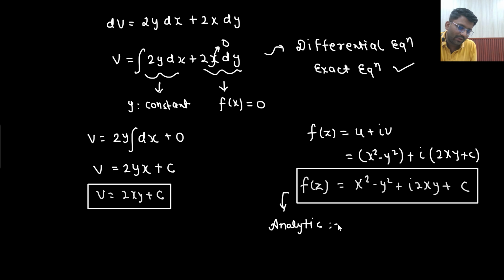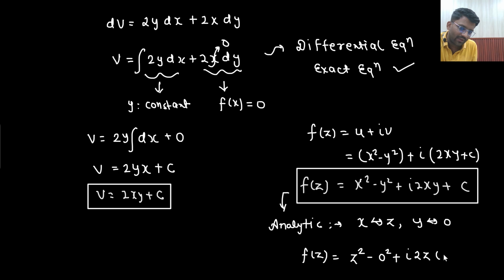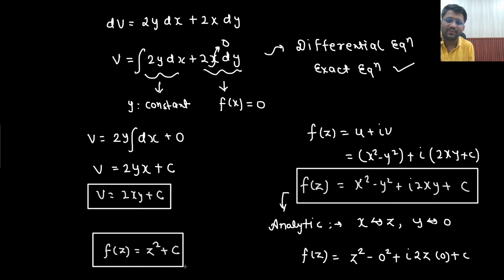Since it is analytic, what did the CR equations say? They said that x could be replaced with z and y could be replaced with 0. So as per that, x will be replaced with z, y will be replaced with 0 plus iota c. So this is 0, this is 0. From here, f of z is coming out to be z square plus some constant. There you go. This is your f of z.